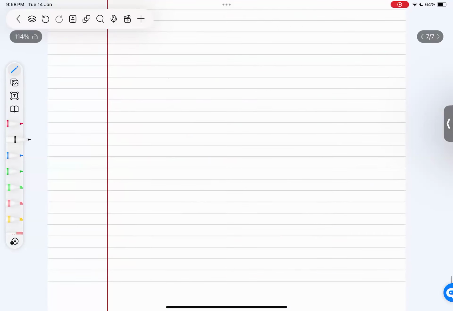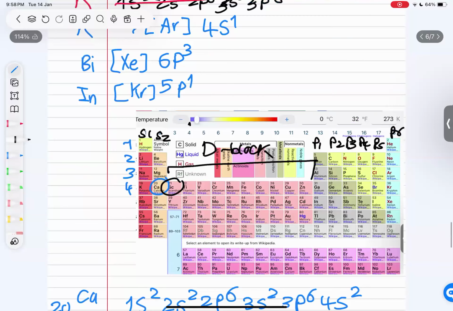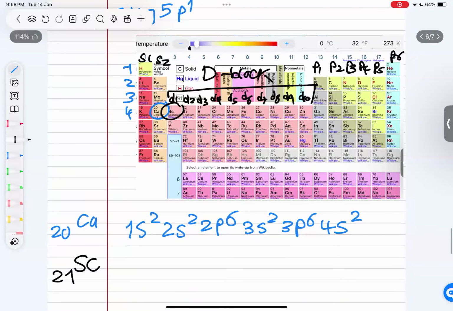So I have D1, D2, D3, D4, D5, D6, D7, D8, D9, D10. So scandium is what? D1. Is it 4D1? No, it's not 4D1. It's 3D1. So starting D, I will do a trick.